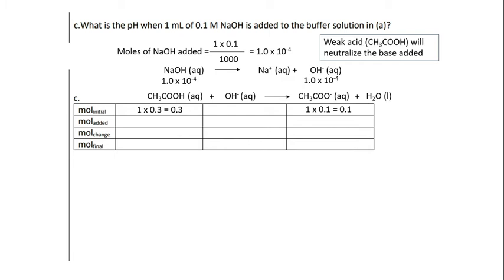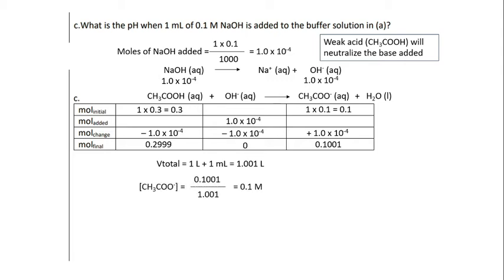Mole added specific for OH minus, which is 1 times 10 to the power of negative 4. For mole changes, we minus the amount of OH minus added for reactants and plus for products. So the final mole for CH3COOH is 0.29990 and 0.10001 for CH3COO minus. The volume total will be 1 liter plus 1 milliliter, which turns out to be 1.001 liter. Calculate the concentration of CH3COO minus, so we will get 0.1 molar.